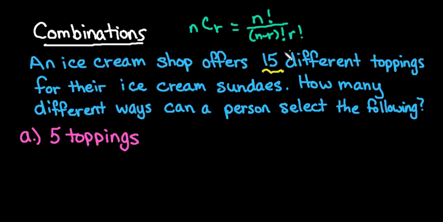So with this one, our n is going to be 15. n is always the larger number. It's the one that you have to select from, so n has to be larger than r. So we would have 15 things taken 5 at a time. So this is going to be my r.